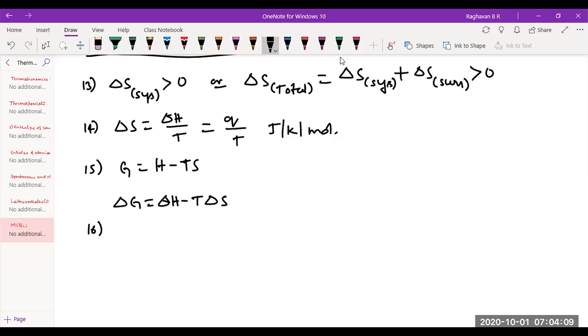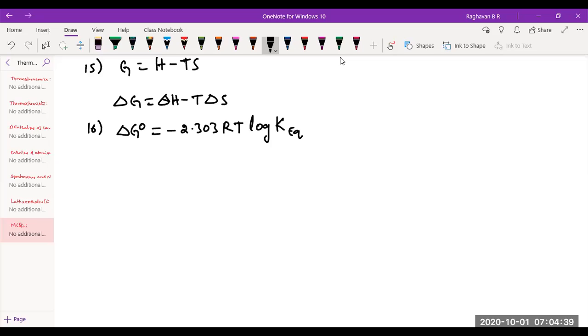Then 16th, the relation between delta G naught and equilibrium constant. You just need to remember delta G naught is equal to minus 2.303 RT log K equilibrium. K equilibrium, Kc, Kp are the constants. I'll just elaborate the last equation. This is especially for a reaction which is reversible at equilibrium, right? Equilibrium constant is applicable for a reversible reaction at equilibrium.